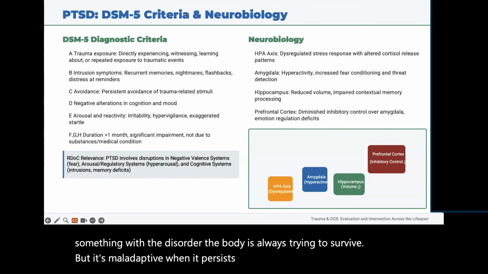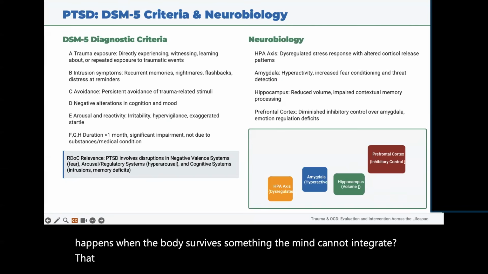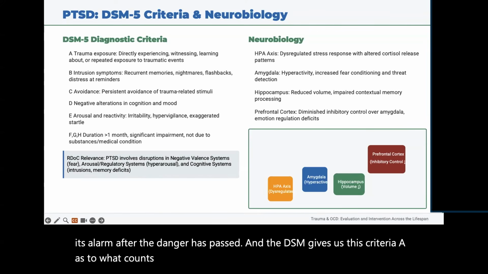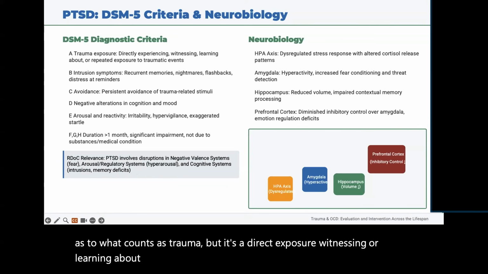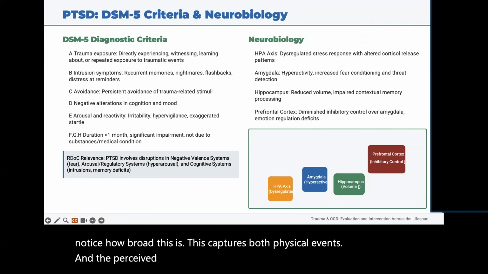So let's start with this question. What happens when the body survives something the mind cannot integrate? That is the essence of PTSD. It's a failure of the nervous system to turn off its alarm after the danger has passed. And the DSM gives us this criteria A as to what counts as trauma, but it's a direct exposure, witnessing, or learning about real, threatened death, serious injury, or sexual violence. So notice how broad this is. This captures both physical events and the perceived threat to integrity or safety.